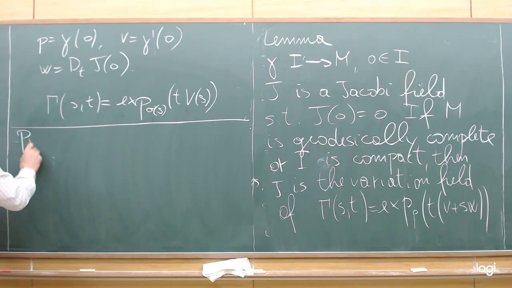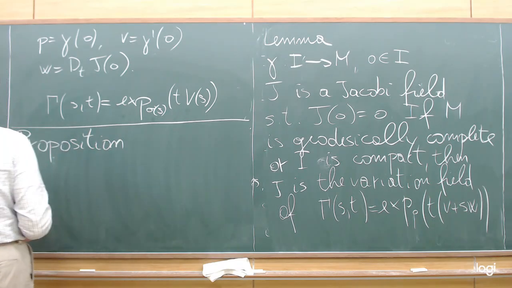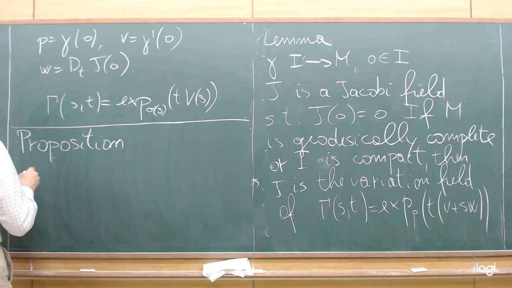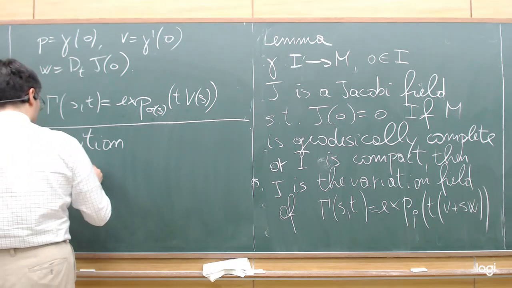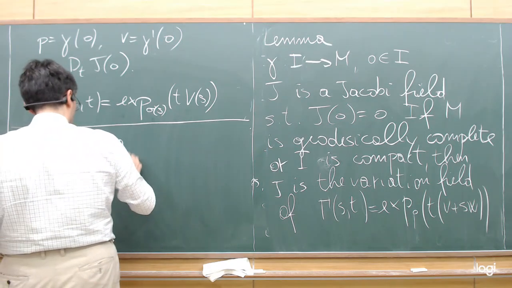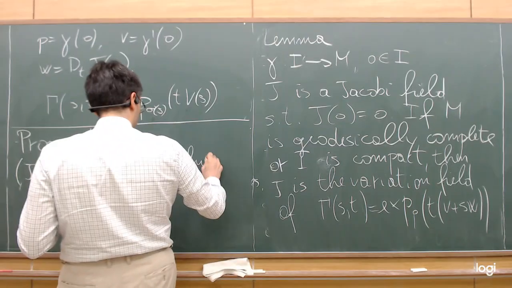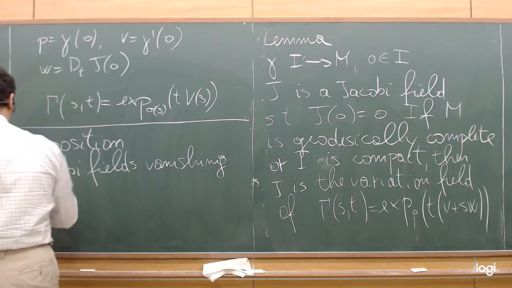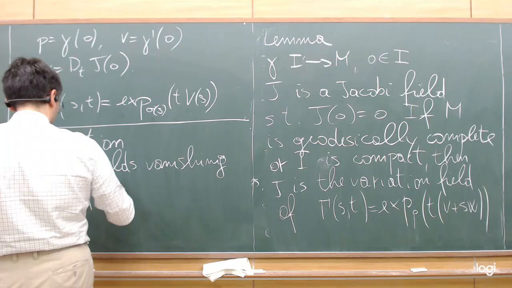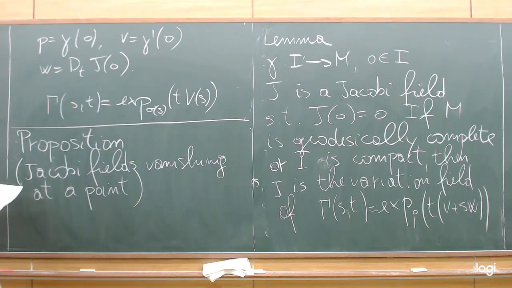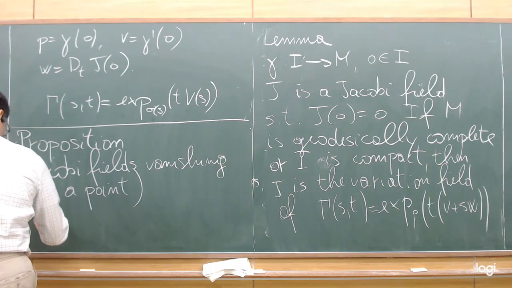So this proposition tells us how the Jacobi fields which vanish at a point look like. So suppose, as usual, that this is a geodesic.